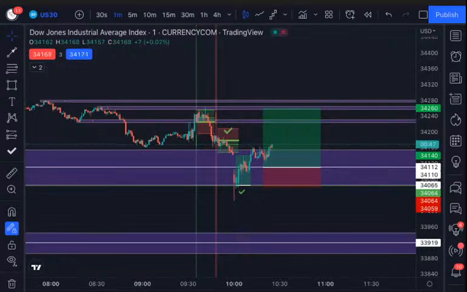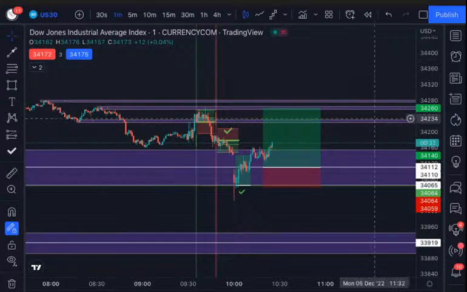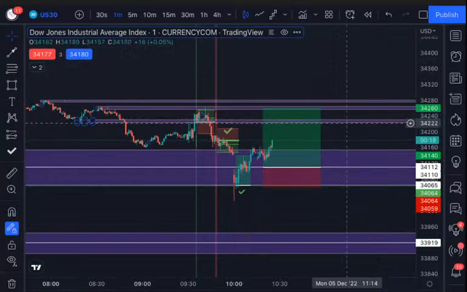See what the market does. Stay over 10 points. Easy 10 points right there. Now it should go all the way up to the next level. If we can get that, that'll be dope. And 34223.